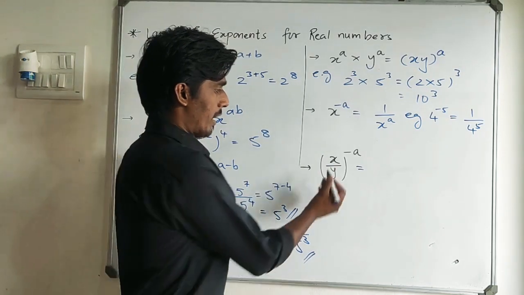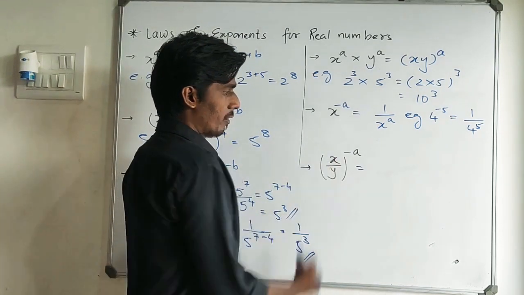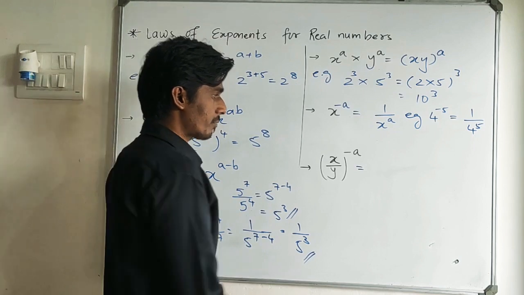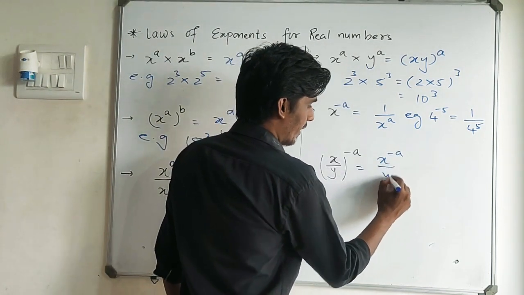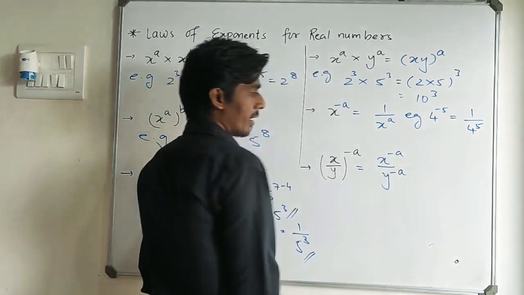Now having a fraction x by y whole raised to minus a. So this is x raised to minus a by y raised to minus a.